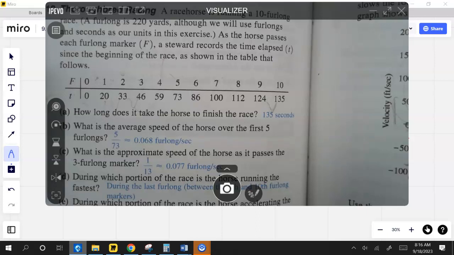During which portion of the race is the horse accelerating the fastest? So this is a little bit different. The biggest jump is what you're saying. The biggest, yes. Does that make sense?